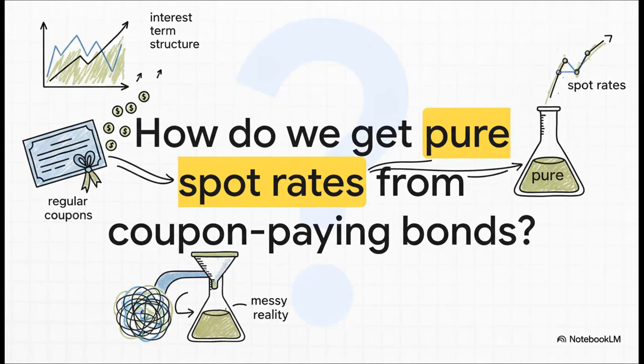So this brings up a really good practical question, right? Most bonds out there in the real world are not zero-coupon bonds. They pay regular interest. So how in the world do we get these pure, clean spot rates from the messy reality of the bond market?